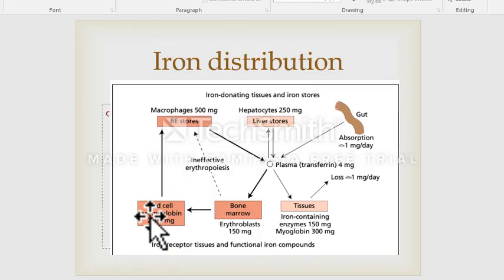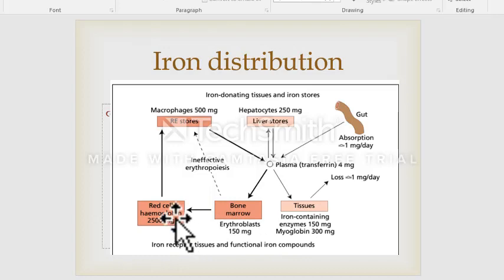So in this hemoglobin, iron is present, and this iron is responsible for carrying oxygen because it forms a bond with oxygen. So this is functional iron. Similarly, certain enzymes which are present in various cells, for example catalase enzymes and cytochromes, also contain iron. So these are known as functional iron.